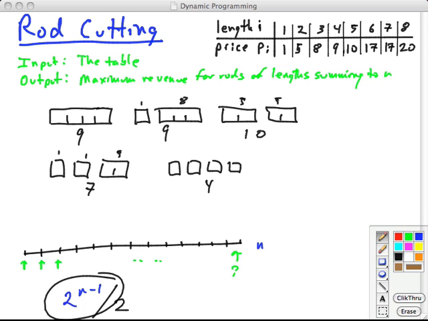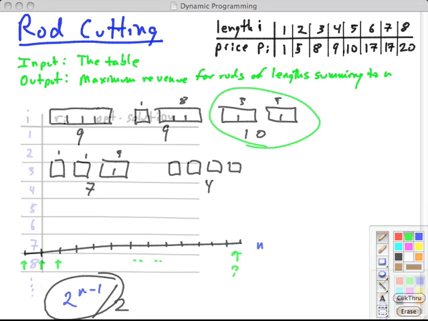So we can see here that the best solution for this particular example is to divide this rod of length 4 into 2 rods of length 2. We're going to get the most money for it.